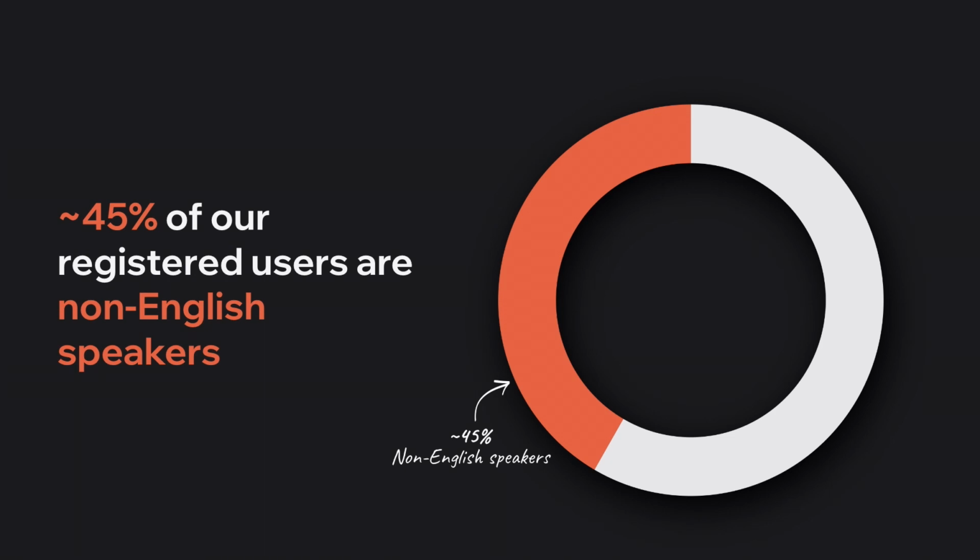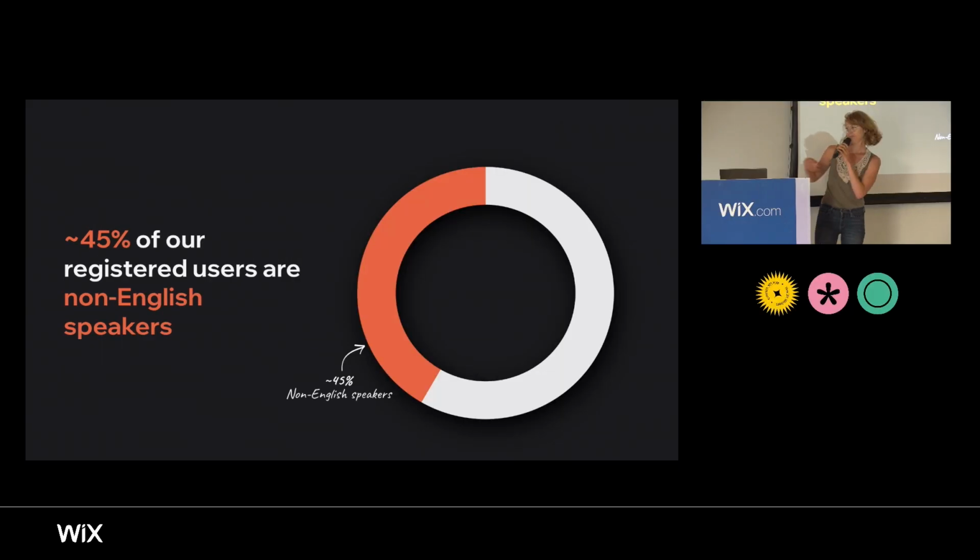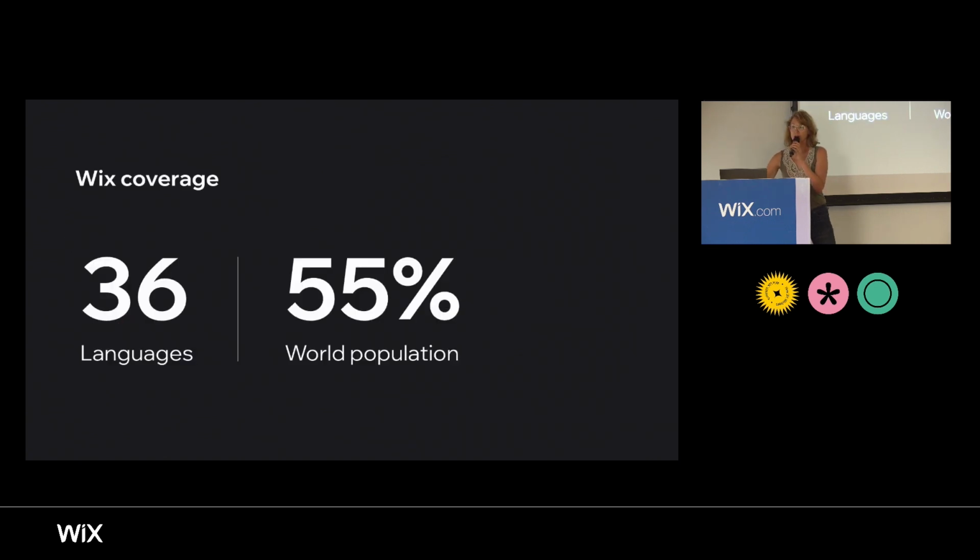More numbers. What is that other side of the circle? It's actually 45% of our registered users are non-English speakers. That's a whole lot of users. For us, it's really important to be thinking of them. And what does that mean exactly? So today, we are localizing our product into 36 languages. I'll break that down in a second. And we cover 55% of the languages that people are speaking in the world.